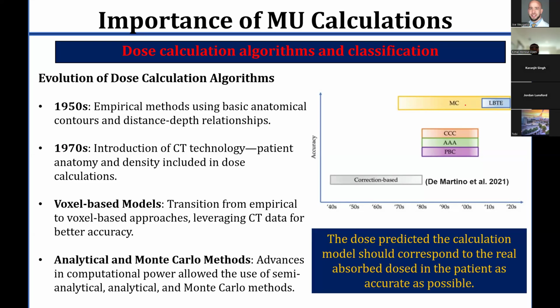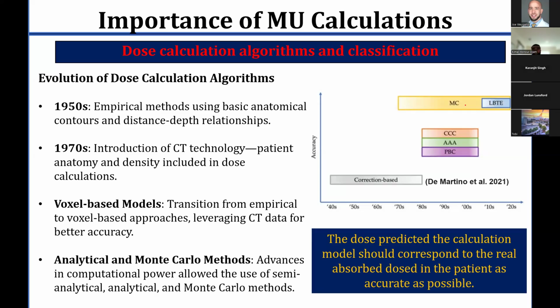Now, in the late 1970s and onwards, correction-based algorithms were introduced. This was predominantly because of the introduction of CT technologies in the 1970s, which made more sophisticated algorithms very possible. One of the pioneers of this work is Cunningham's work, published way back in 1972, which was essentially instrumental in combining empirical methods with corrections for tissue inhomogeneity.